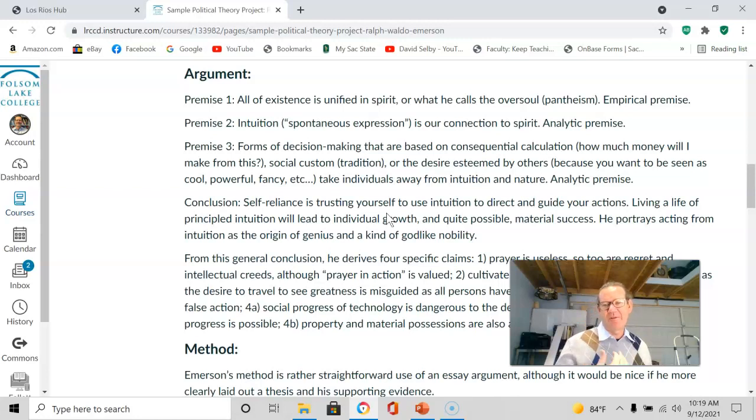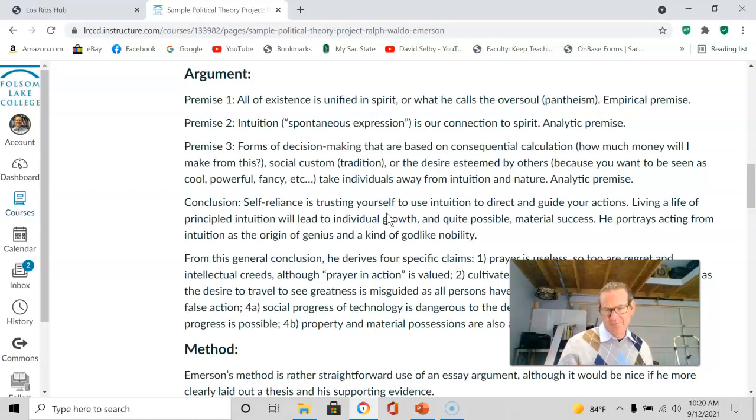Premise 3: forms of decision-making that are based on consequential calculation, which is ends and means, the ends justify the means, Machiavelli said, simple self-interested calculation, these kinds of things, those aren't going to be good ways to make decisions because it's not intuition. Social custom, just what people have done forever, that's not a good way to make decisions. The esteem for others, like the desire to be seen as awesome and cool and all that, that's not a good way to make decisions. All of these other ways of making decisions take us away from intuition or our true self in some sense.